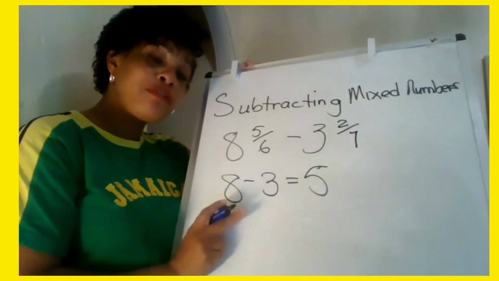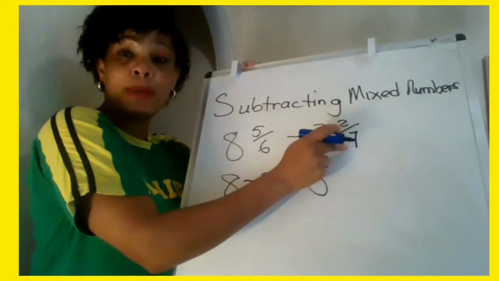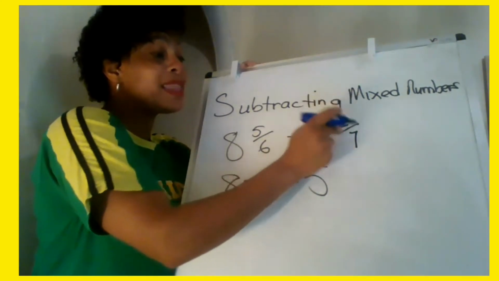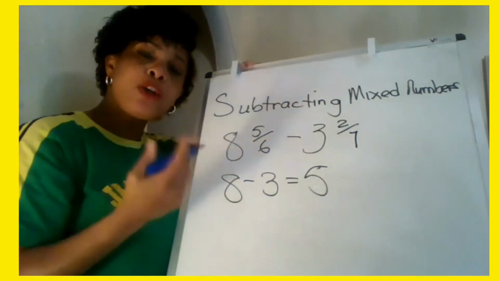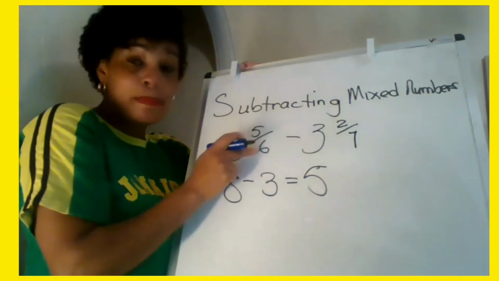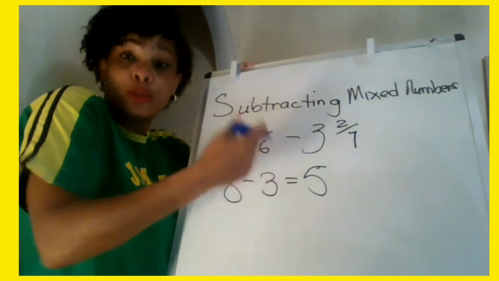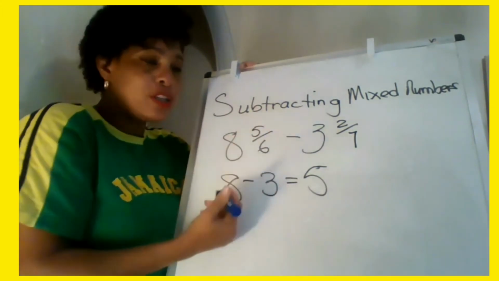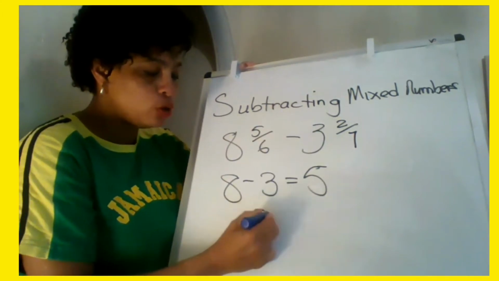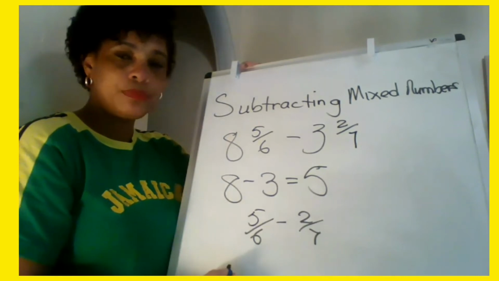Now what you would have to find out next is if this piece is big enough for you to take this piece off. So now you want to take this from this. But what you have to find out is, is this big enough? So this piece, is it bigger than this, or do you have to go and cut one of these cakes to get some more? So we're going to see that first. So now we have 5 out of 6, and we're going to take away 2 out of 7.